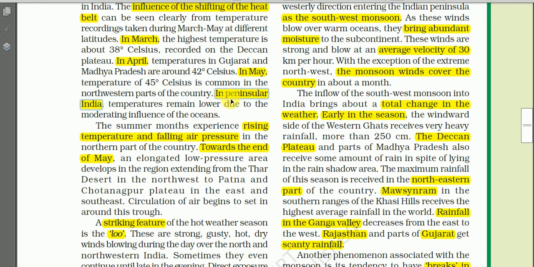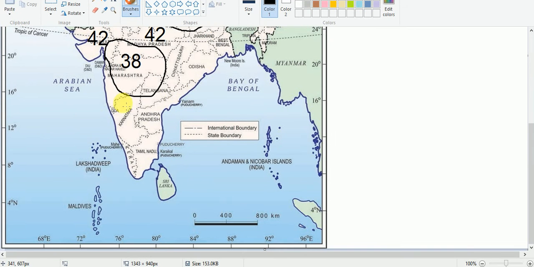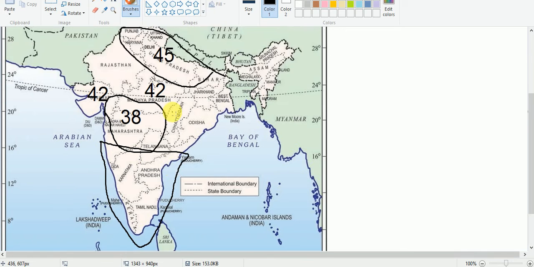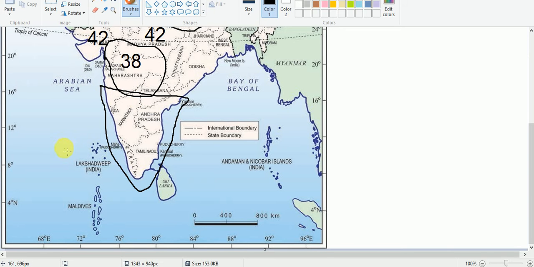And in peninsular India, temperature remains lower due to the moderating influence of the oceans. In the peninsular plateau, here in this area, temperature is comparatively lower as compared to the northern part, because here ocean waters influence the temperature condition. Ocean water has a moderating influence.